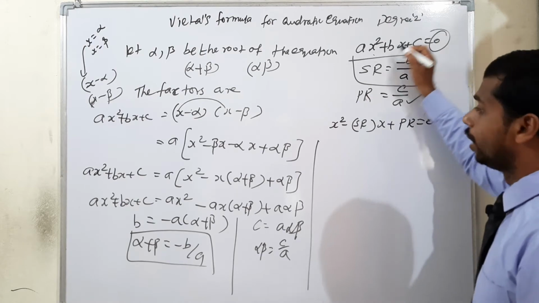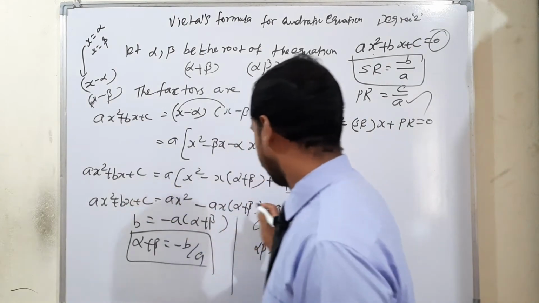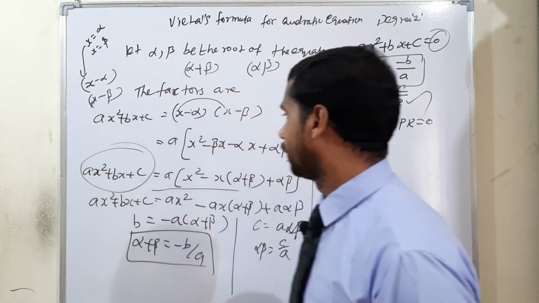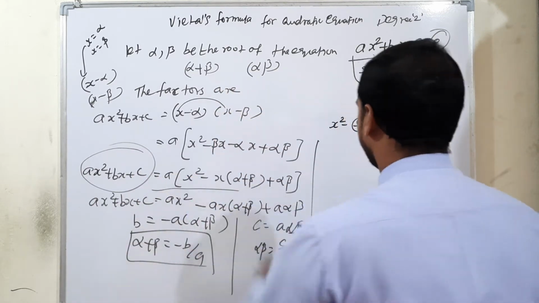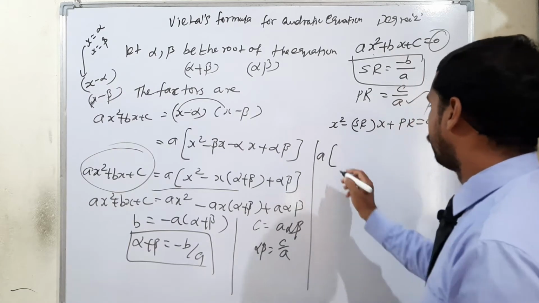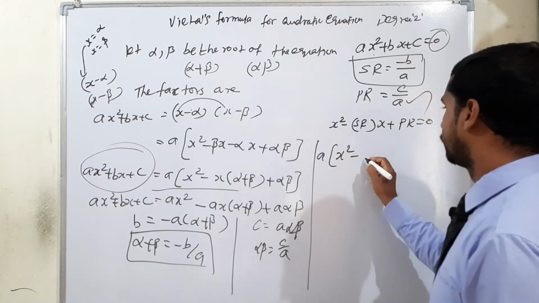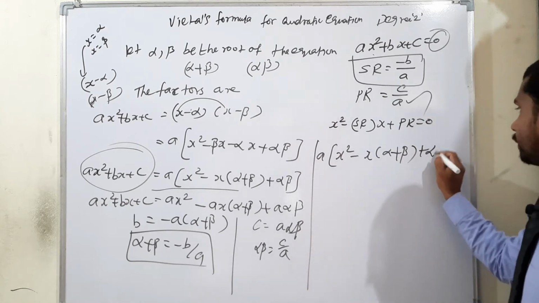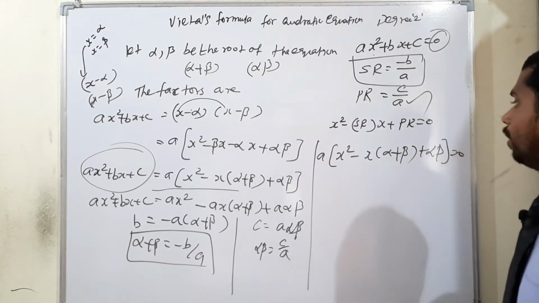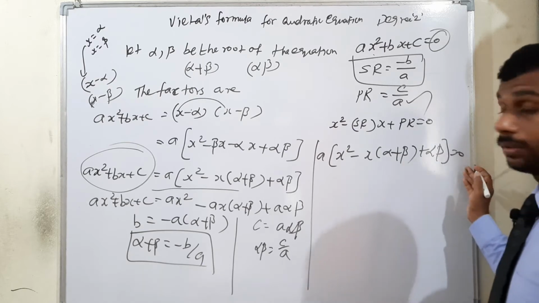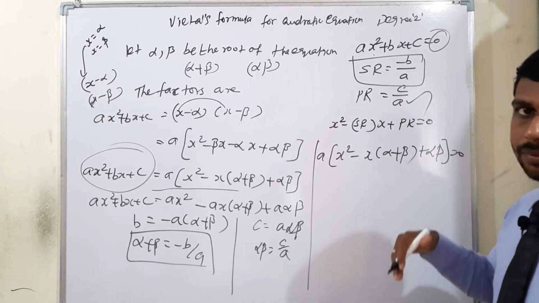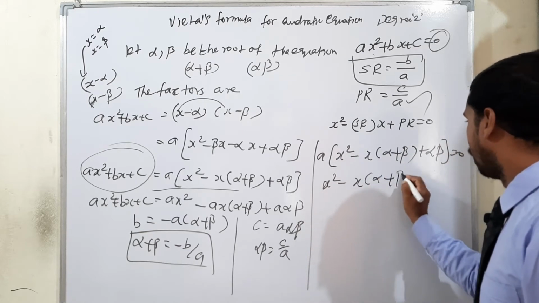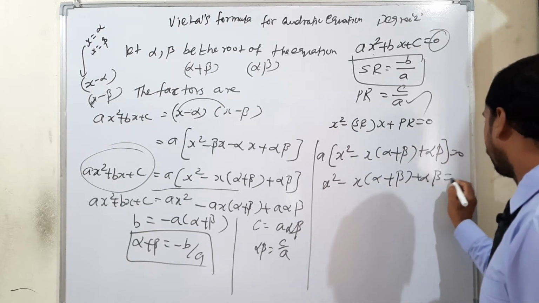is equal to 0. So I consider the first equation. This equation, ax square plus bx plus c is equal to 0, means what will happen? So a then bracket of x square minus x into alpha plus beta plus alpha beta is equal to 0. Therefore, a constant outside, 0 divided by anything means value will be 0. So, next one, x square minus x into alpha plus beta plus alpha beta is equal to 0.